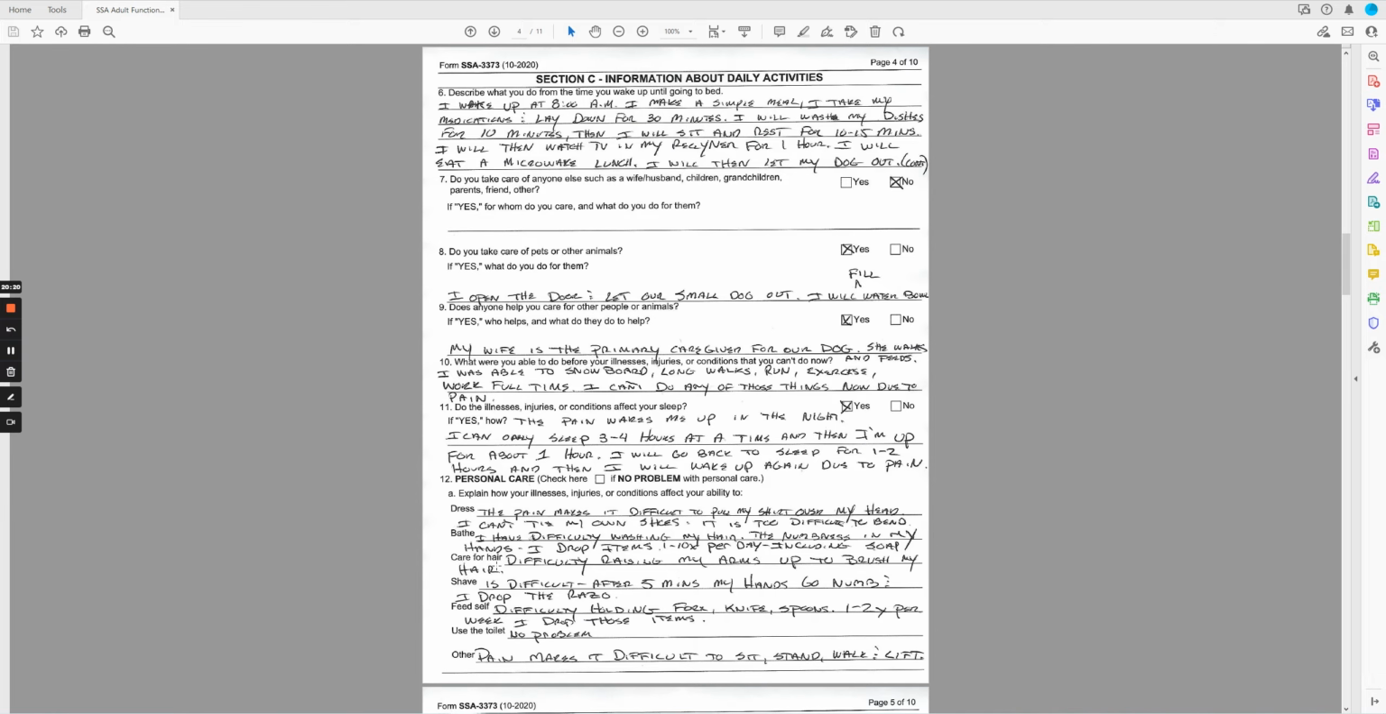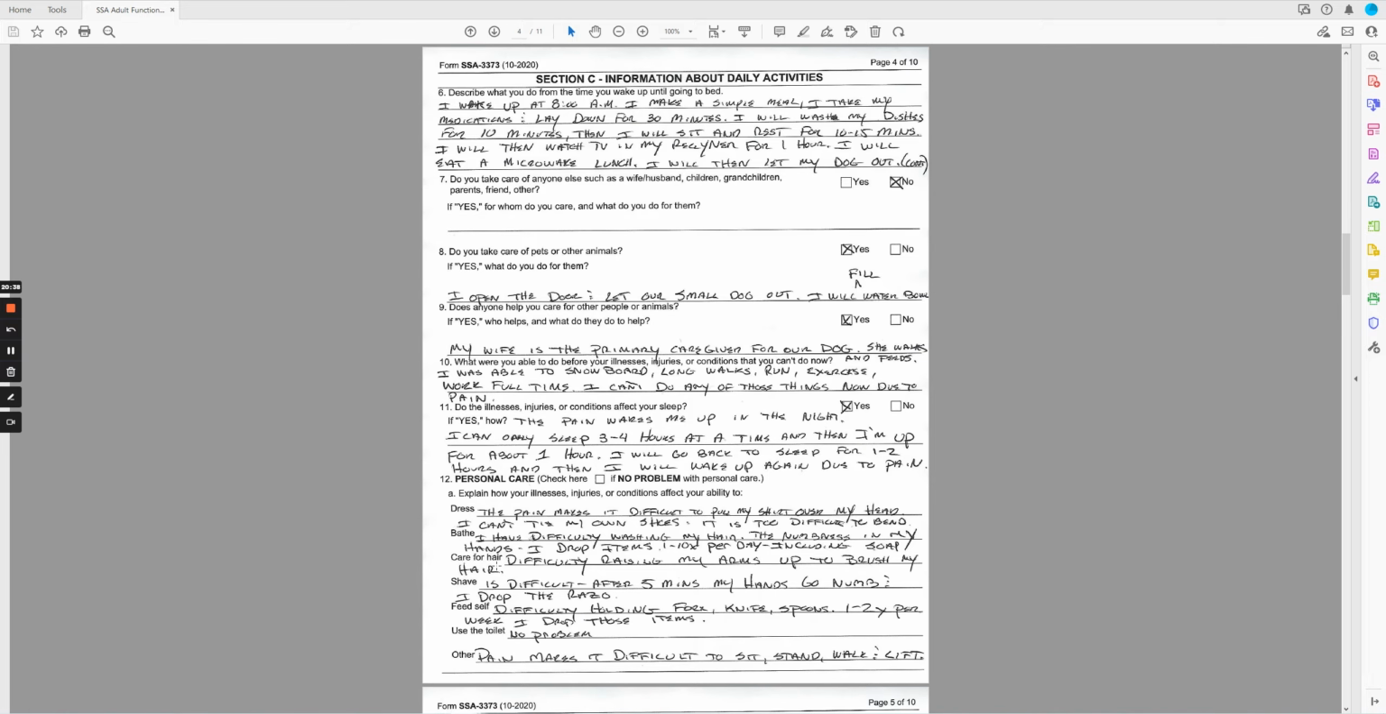Because if you've gotten this far, you're likely not working full time, or you may not even be working at all. And so the only thing they can see in comparison to can you work is looking at how you live your life. Okay. And so you have to be descriptive.